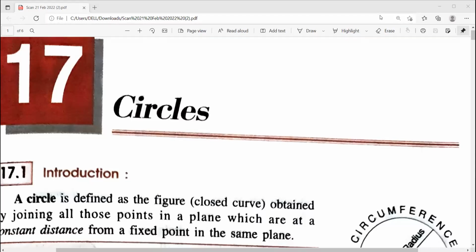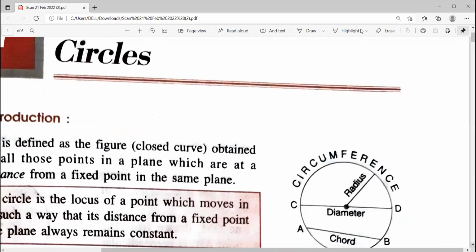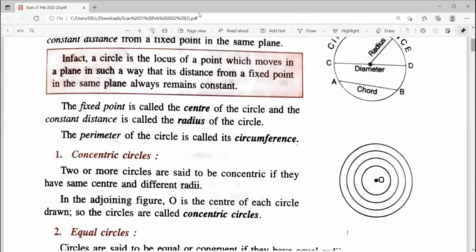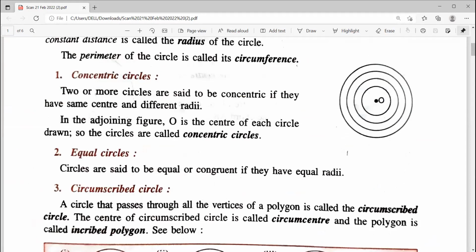Hello and welcome, students. In the last lecture, we started with the topic circles, and I taught you the basics of this topic, in which we also learned certain theorems. So quickly, I will tell you what we did in the last lecture.